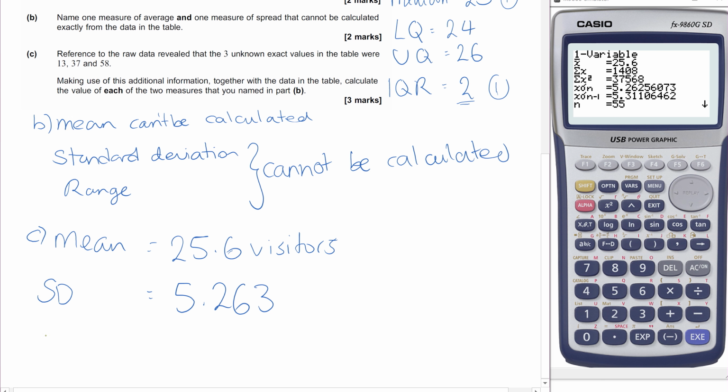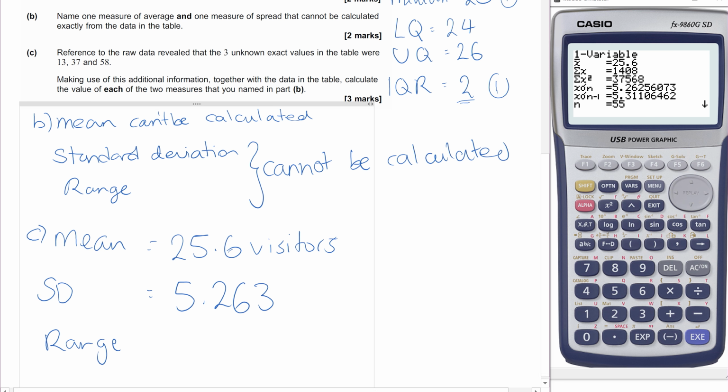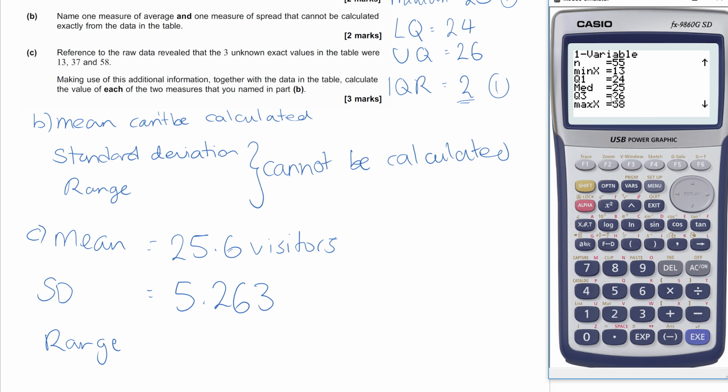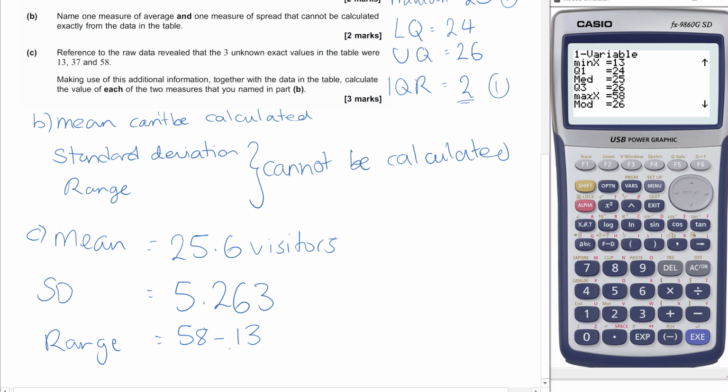If you had referenced the range instead, then you'd have to calculate the range. So let's just use our calculator to help us a little bit again. The biggest value is 58, and the smallest value is 13. So 58 take away 13, the range is 45. So you needed this correct mean here and one of these two answers, so either the 5.263 or 45, and then that was the other two marks, giving you the full complement for this question.